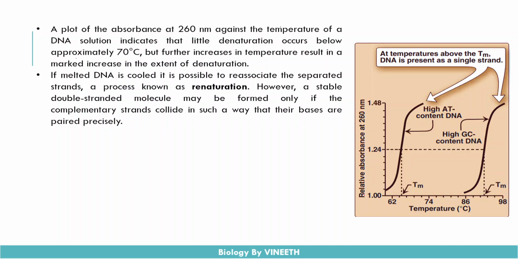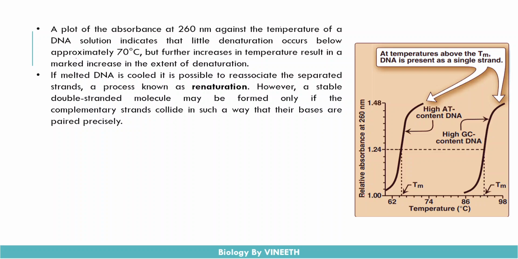it tells that there is little denaturation occurring below 70 degrees Celsius. That means actual denaturation happens above 70 degrees Celsius, not between 50 or 60 degrees. This is what the graph tells you about. When you plot a graph between temperature and absorbance, it shows that there is little denaturation below 70 degrees Celsius, and a greater amount of denaturation happening after 70 degrees Celsius.